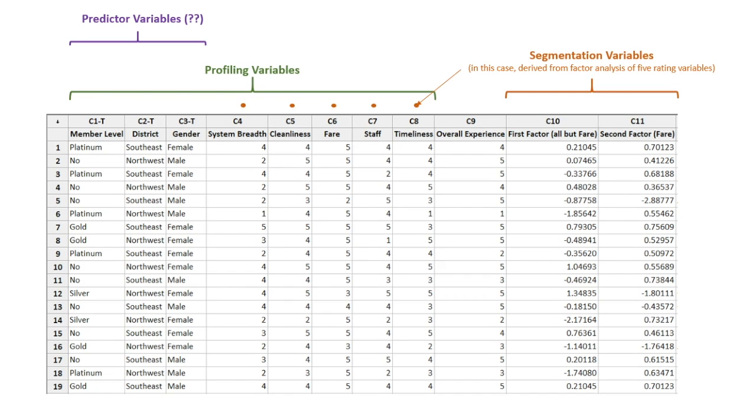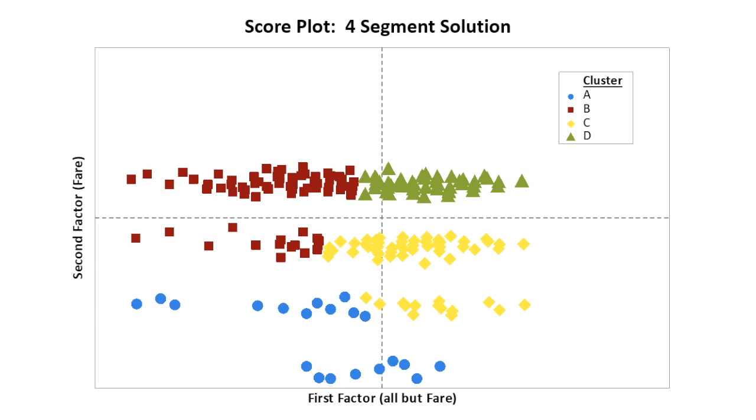So in our cluster analysis video, we talked about a 4-segment solution for the variables. This was the first factor, which essentially includes 4 of the 5 rating variables, all but fair. This is the second factor, and so cluster D, for instance, are very satisfied on the fair, and very satisfied about breadth of system, etc. The least satisfied individuals is cluster A here.